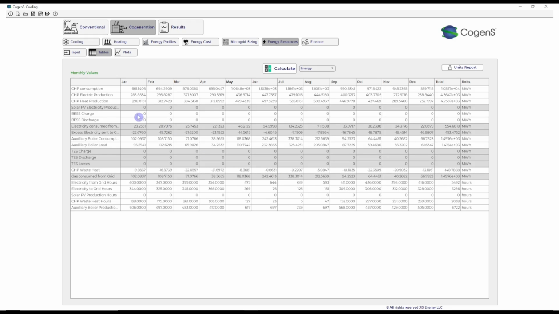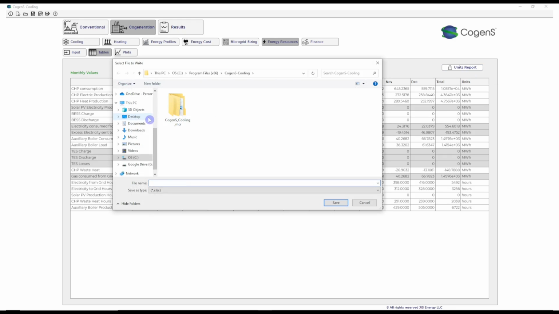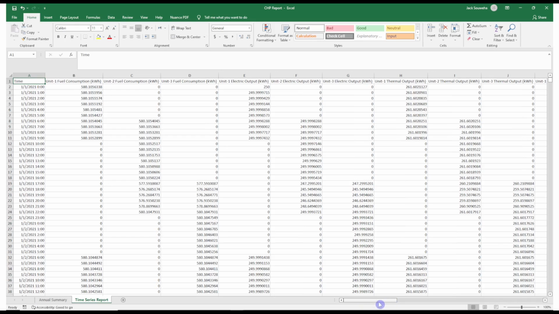Here, we see that CogenS has calculated the monthly and annual energy production and consumption of the CHP and boiler systems. In addition, we also see the electric energy sent to and from the grid and CHP system waste heat. We also get the monthly and annual number of hours of the CHP system waste heat production and the number of hours of the boiler system operation, which is helpful in identifying utilization and capacity factors. We can generate a units report that details unit by unit performance in a monthly summary format and at every time step of the year.